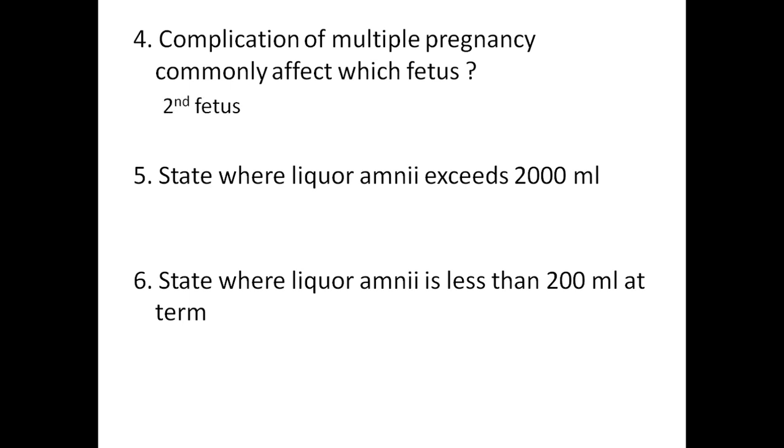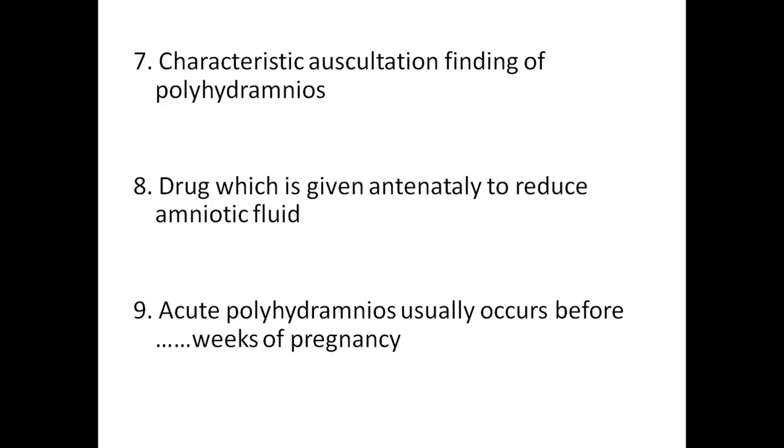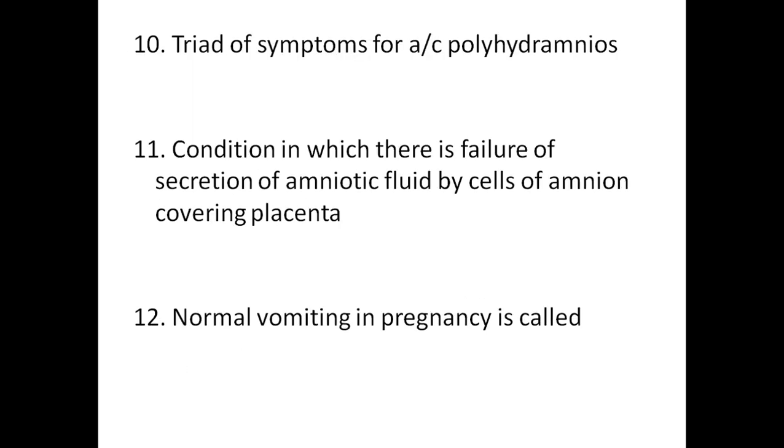The state where liquor amnii exceeds 1000 ml is called as polyhydramnios. The state where liquor amnii is less than 200 ml at term is known as oligohydramnios. The characteristic auscultation finding of polyhydramnios is known as fluid thrill. The drug which is given to reduce amniotic fluid is indomethacin. Acute polyhydramnios occurs before 20 weeks of pregnancy. The triad of symptoms of acute polyhydramnios include nausea, vomiting, and abdominal distension.